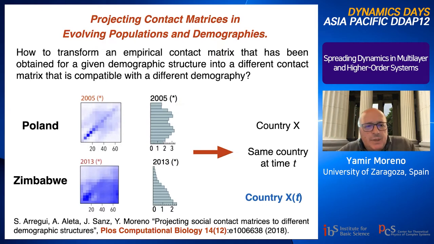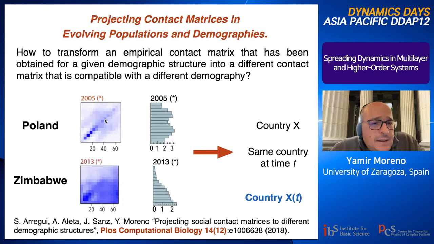This is something that has been measured in different countries. And for example, you see here two examples, one that is from 2005, from the project that is called Polymod, and another one that is from Zimbabwe in 2013. One is in Europe, another one is in Africa, and you see that the contact patterns are completely different. That means that the same model has to be fed with different data if you want to really get statistical results that are compatible with what you observe in reality.